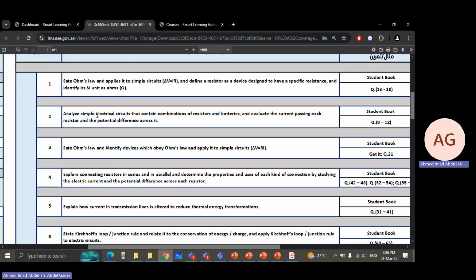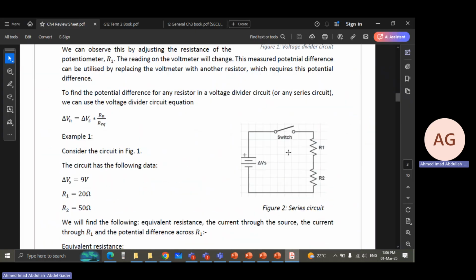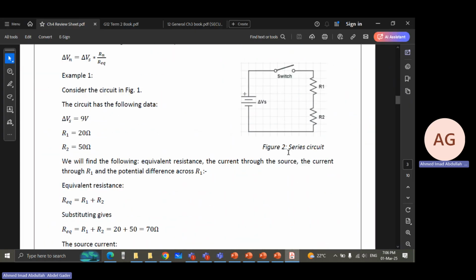Next, question number 2. Analyze simple electrical circuits that contain combinations of resistors and batteries and evaluate the current passing through each resistor and potential difference across them. So I suggest we solve this problem here. Example number 1. We have a potential difference source, this battery, and we have 2 resistors, R1 and R2. Given is the potential difference of the battery and the resistance of both resistors respectively over here.